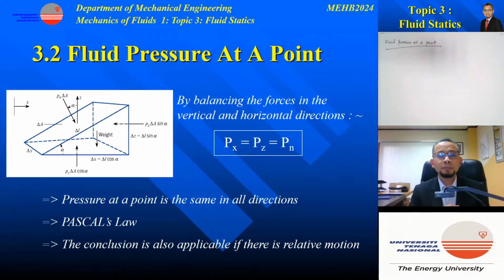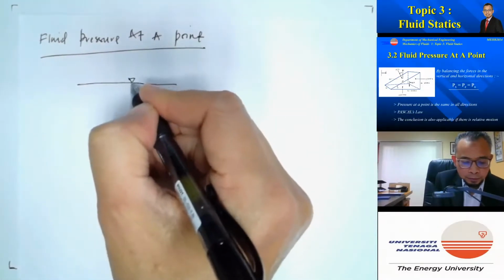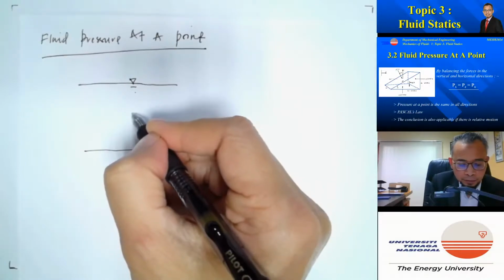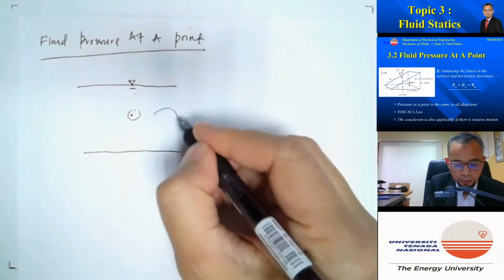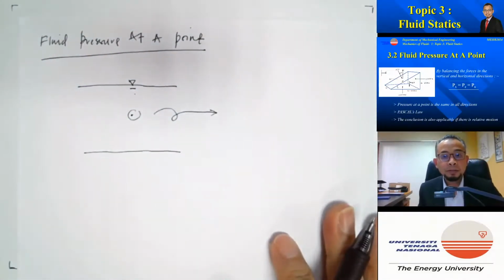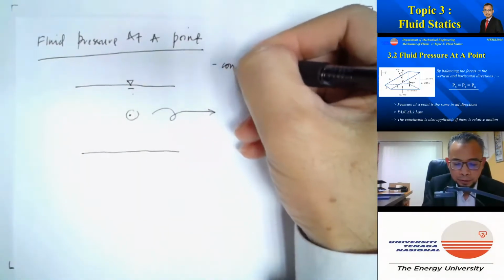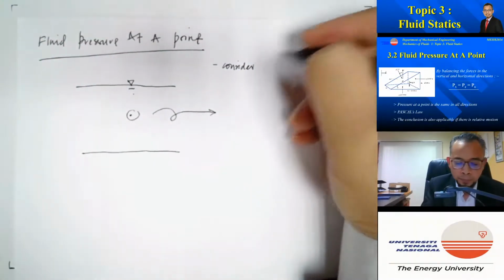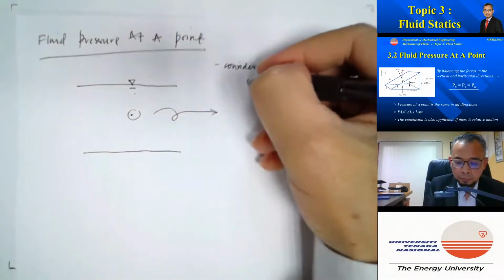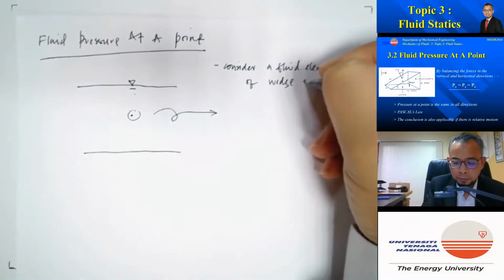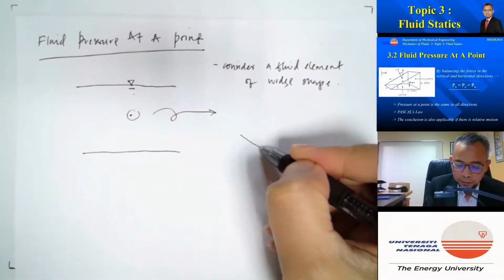First, let us consider fluid pressure at a point. Let's consider fluid. So this is the surface. And let's consider an element of the fluid at this point here. For the sake of analysis, let's consider an element which looks like a wedge. So consider a fluid element of wedge shape. So let's draw the element.